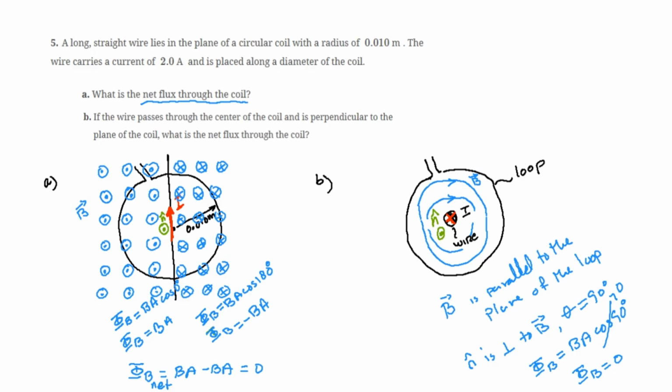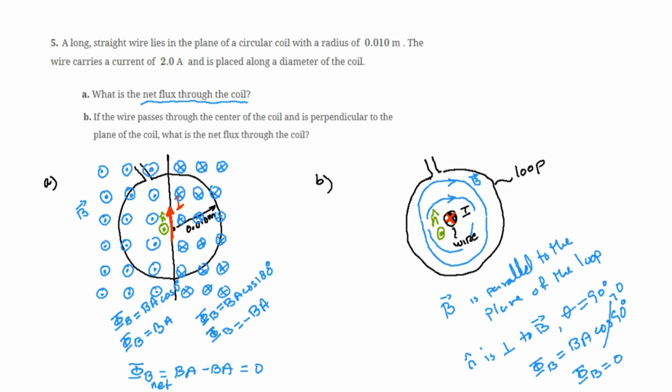And then later, in the second case, the magnetic flux is 0, because the magnetic field lines are parallel to the loop, and perpendicular to the normal. So that's why in this case it's also 0, because the cosine of 90 is also 0. So the whole expression becomes 0 in this case.